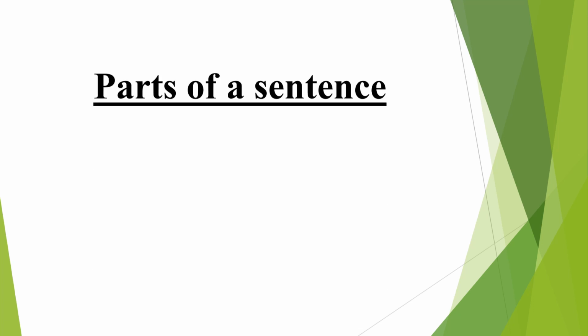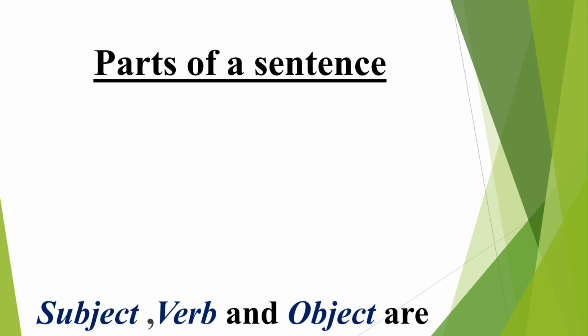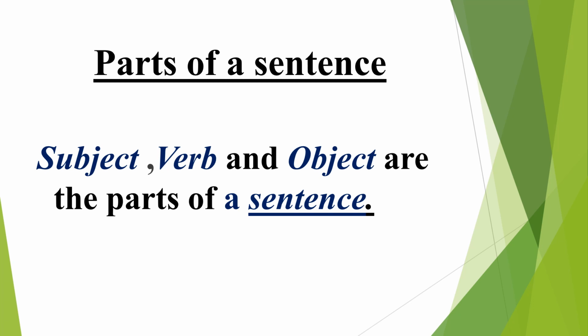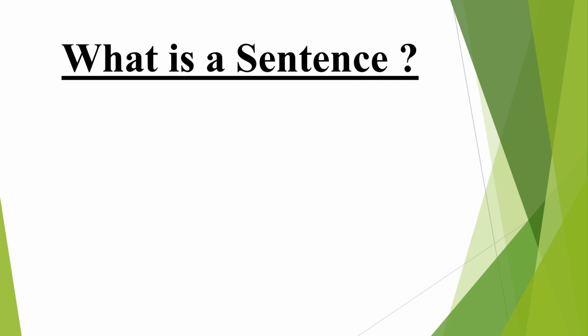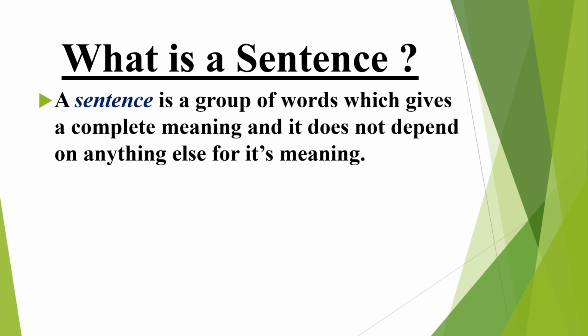Let's learn about the parts of a sentence. Subject, verb, and object are the parts of a sentence. Now, let me explain what is a sentence. A sentence is a group of words which gives a complete meaning, and it does not depend on anything else for its meaning. This means that it does not need any extra information to explain the meaning.